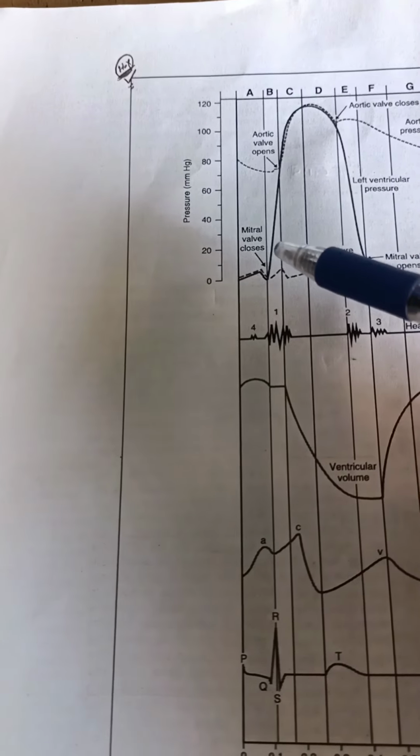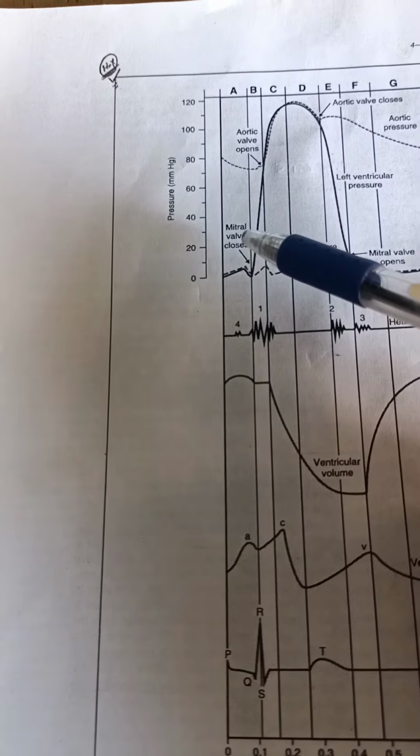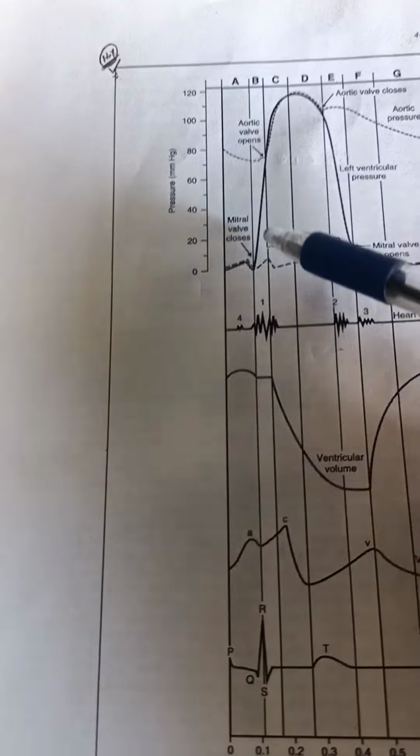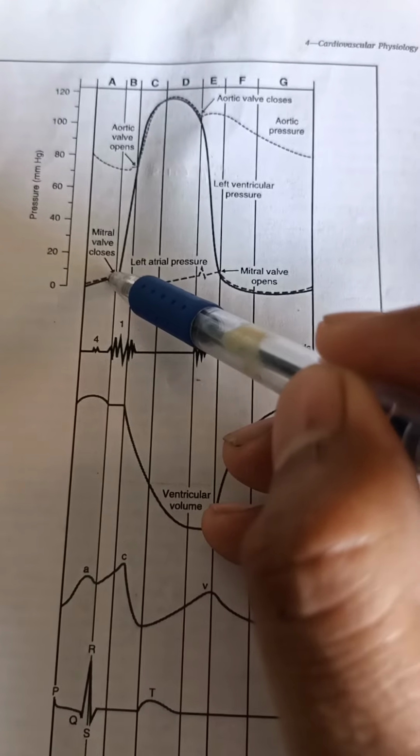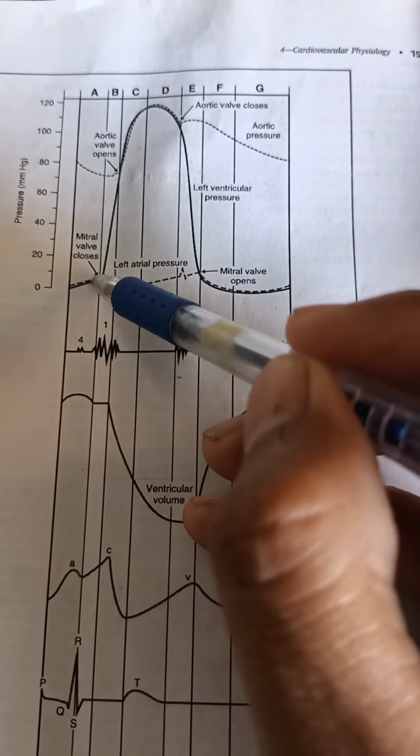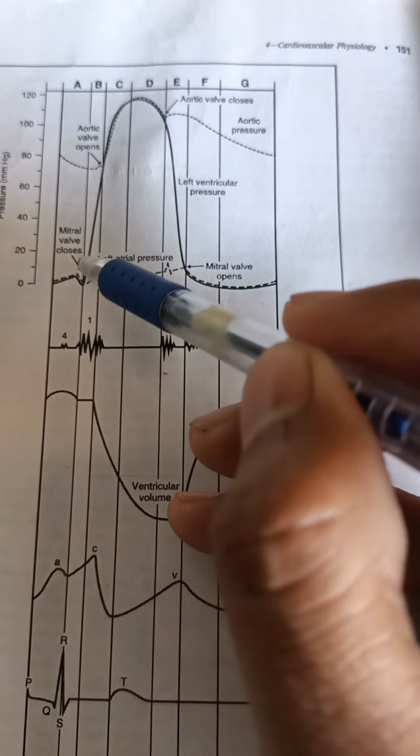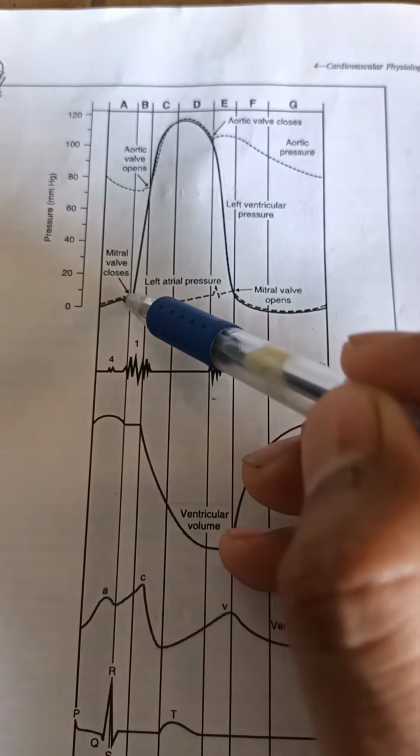Second thing, the mitral valve closes before the tricuspid valve. This leads to the splitting of the first heart sound.